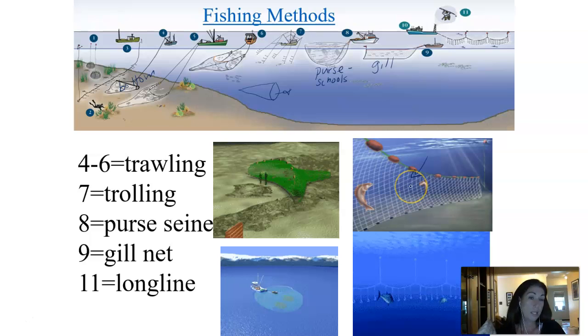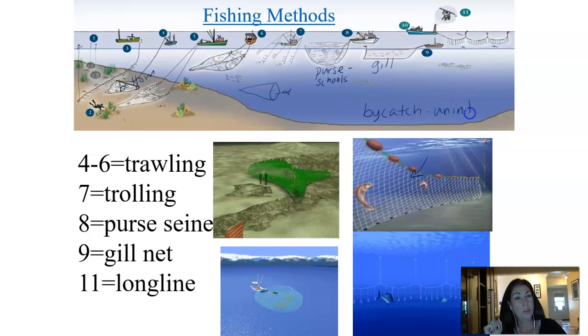So this is a good way to catch fish, but you can catch a lot of things that you don't intend to catch in here as well. So let's say a dolphin gets stuck in there and they won't be able to get to the surface to breathe. So all of these methods have some unintended catch, and those unintended catch, that's what we call bycatch. And we'll talk about that again in a minute.